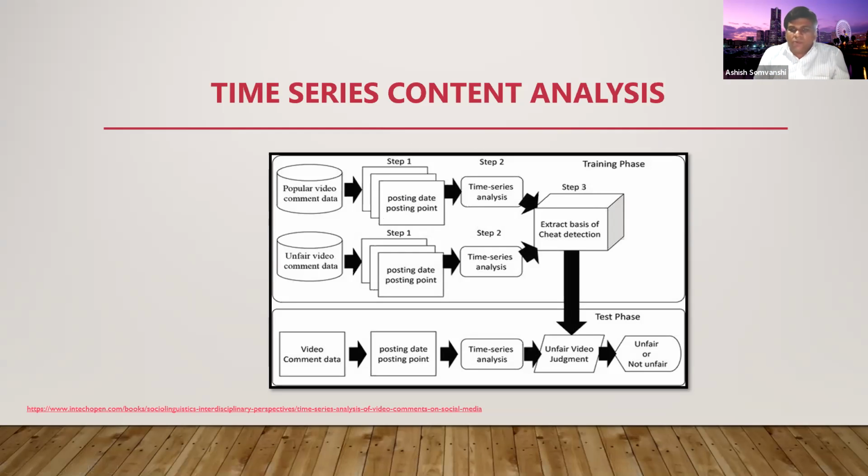If we move ahead, in step 3 we have a basis of cheat detection. In mathematical or computer terms, there is a model sitting in step 3, which is consuming this time series, already pre-processed in the time series analysis, and we are again feeding it unfair comment data, which was previously there. Then the system tries to judge based upon this particular model sitting in step 3.